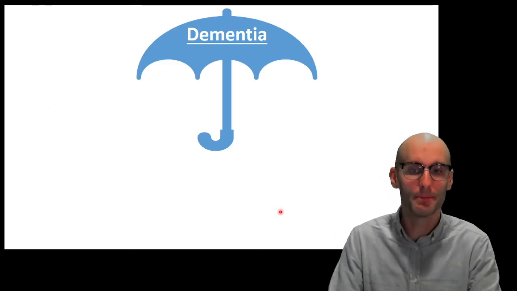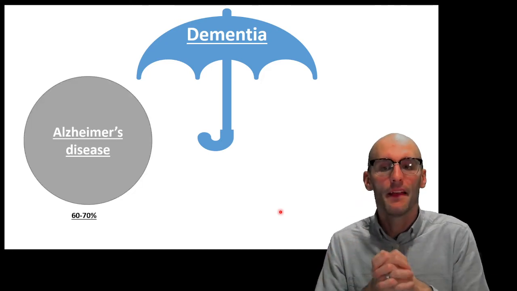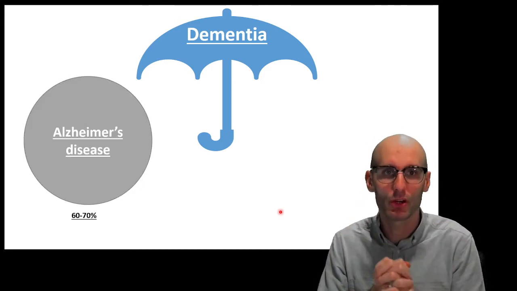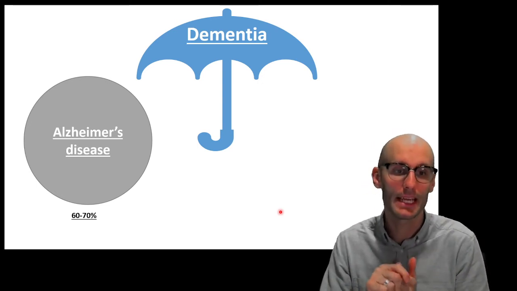So let's jump into dementia. What are some examples of dementia? I've sort of alluded to a couple. So the biggest proportion, the vast majority of dementias is an Alzheimer's disease dementia. That's 60 to 70%.